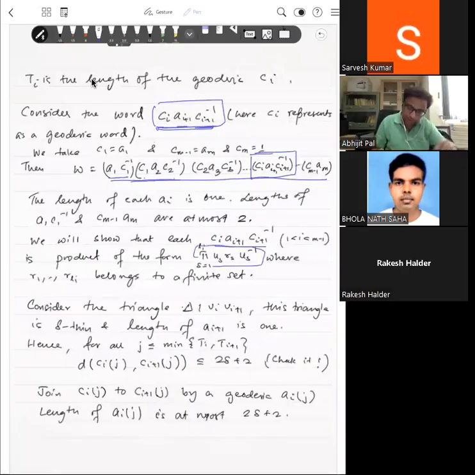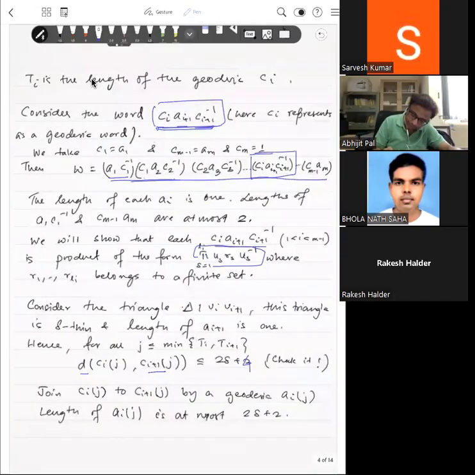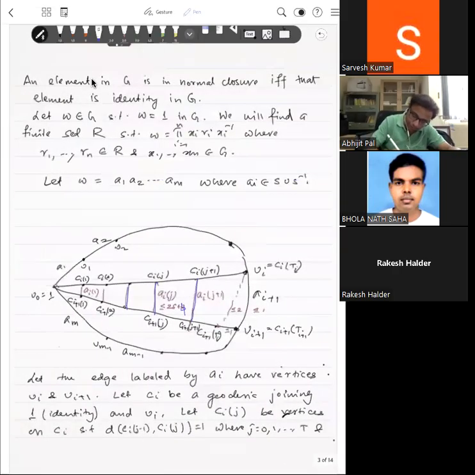All right. So as I said, this part we have already shown: the distance of Cij to Ci+1,j is at most 2 delta plus 4. Now you can split. Join Cij and Ci+1,j by a geodesic Aij. So you can name this thing, this is my Aij.